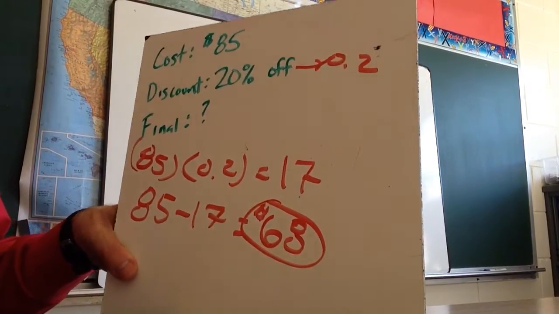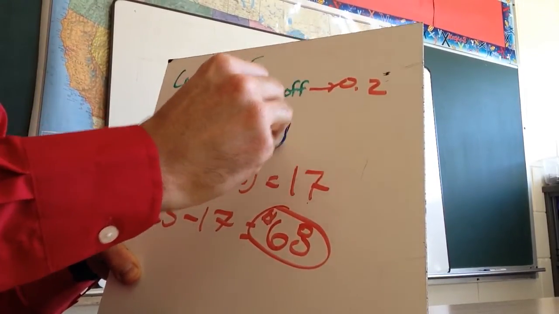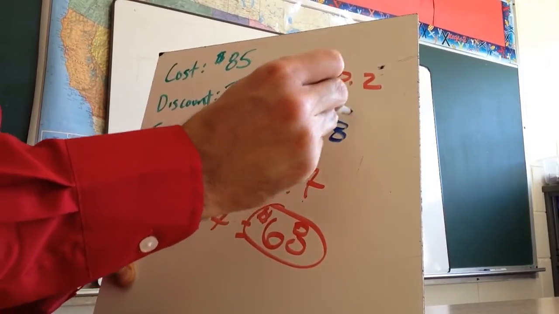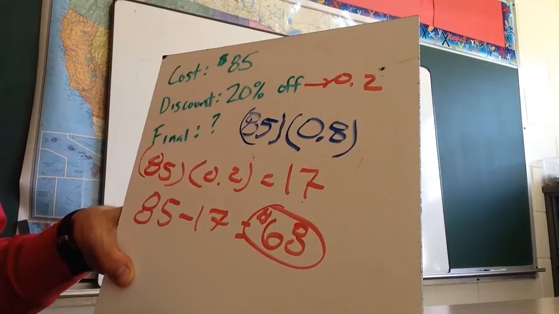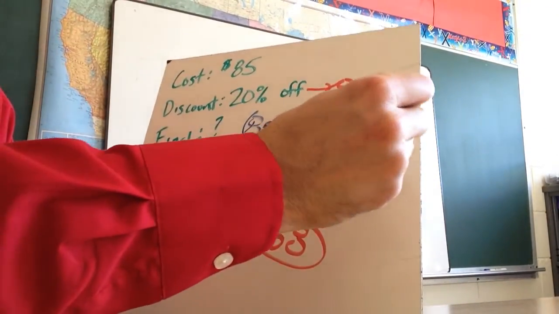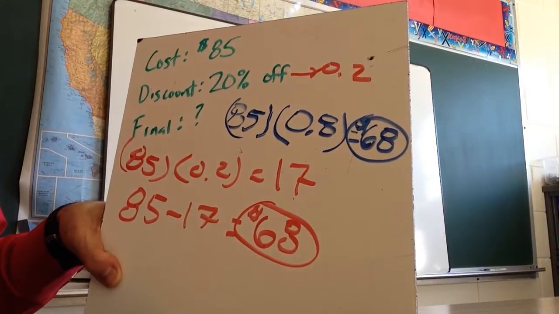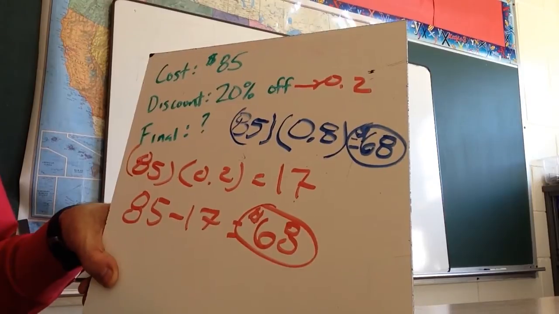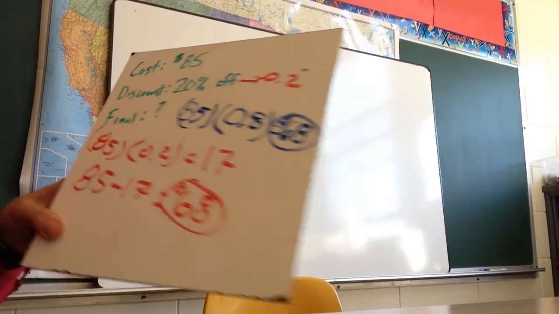Now, if you want to try the other way, what you would do is take $85. Since I'm not paying 20%, I am paying 80%, and then 85 times 0.8 should get you to $68. All right, if you want to practice that second method, it's absolutely a good way to go. We can practice it in class on some other problems.